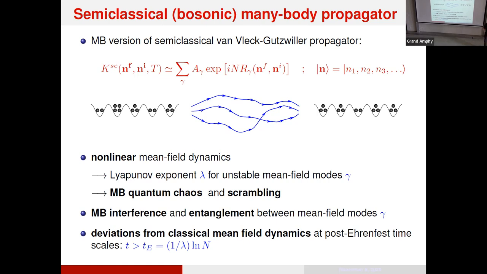kind of a mean field solution. You solve the classical nonlinear mean field equations. So you have many different mean field solutions that finally are coherently added up to create the whole many body quantum propagator. So from this perspective, this is indeed genuine many body quantum interference.